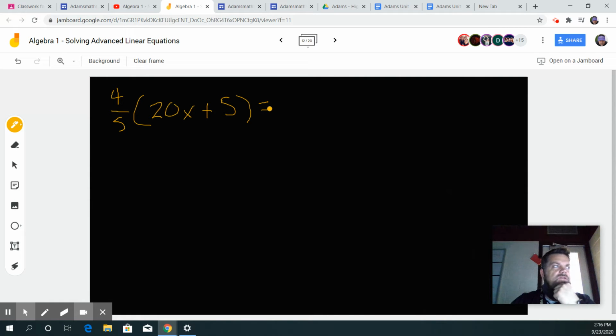So we're going to solve the following question. Actually, we're going to figure out how many solutions this has. So I've got 4/5 times the quantity 20x plus 5 is equal to 16x minus 2. So when we solve a linear equation, we can have one solution.